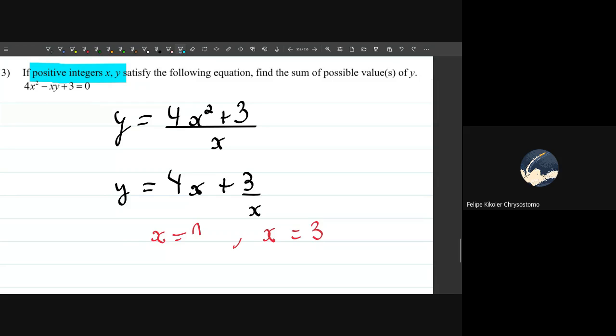The values of y would be 7 and 13, right? Yeah, you can just put the values here and obtain the y's. Find the sum of possible values of y. So we just need to sum the values, right? Yeah, 20. So very easy, very cool.